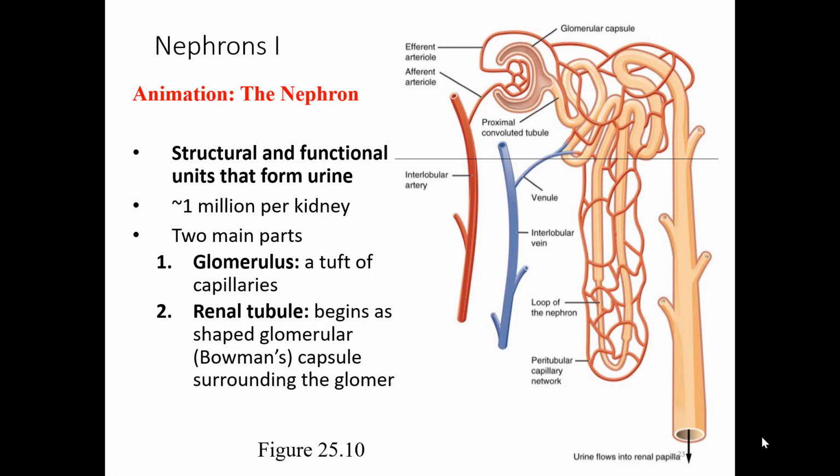Now we will talk about microscopic anatomy of the kidneys. And I recommend that you watch the animation, the Nephron. The link is under the video. After you watch it, you can continue the video. So, the nephron is a structural and functional unit that forms urine.